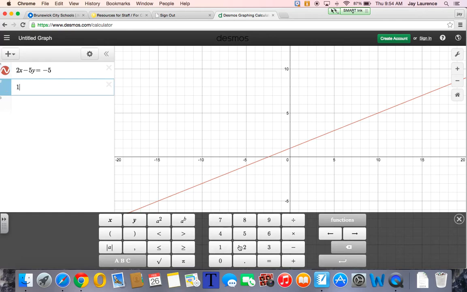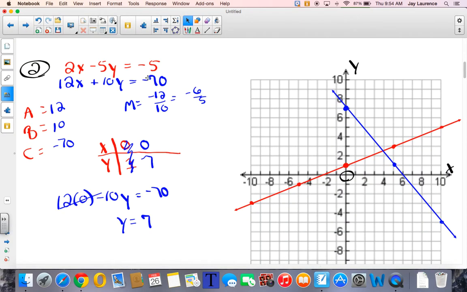And this one, I know it was 12x. It must have been plus 10y. I think it equaled negative 70. Oh, do I have a mistake? Yeah, I think I do. Hold on. It's plus 10y. Ah, there's my mistake. I made a mistake when I graphed it.